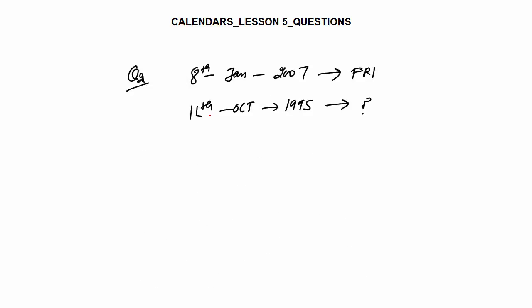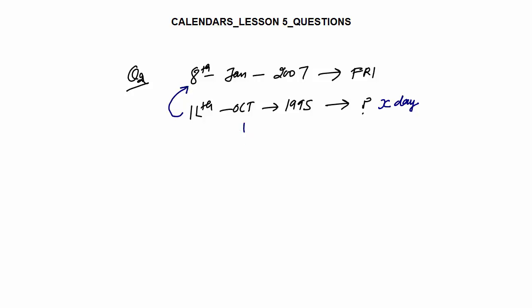Now question 2 is, if 8th of January 2007 was Friday, what was the day on 11th of October 1995? Now this question is different from the question I solved in the previous lessons, because here I have to move backward, but it's very difficult to move backward. So we will always move forward. I will assume that, let's say, this is an X day, and I will count the total number of odd days from here to here.